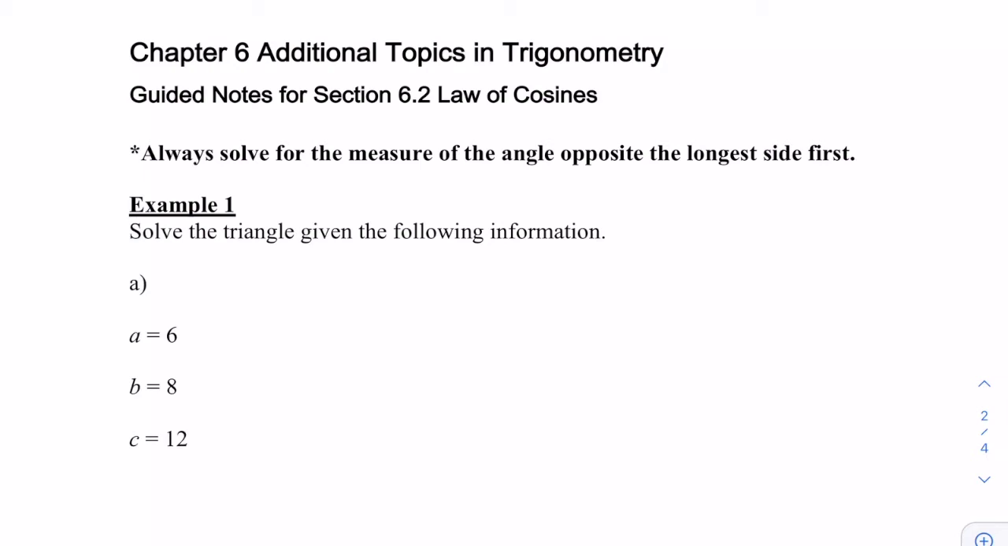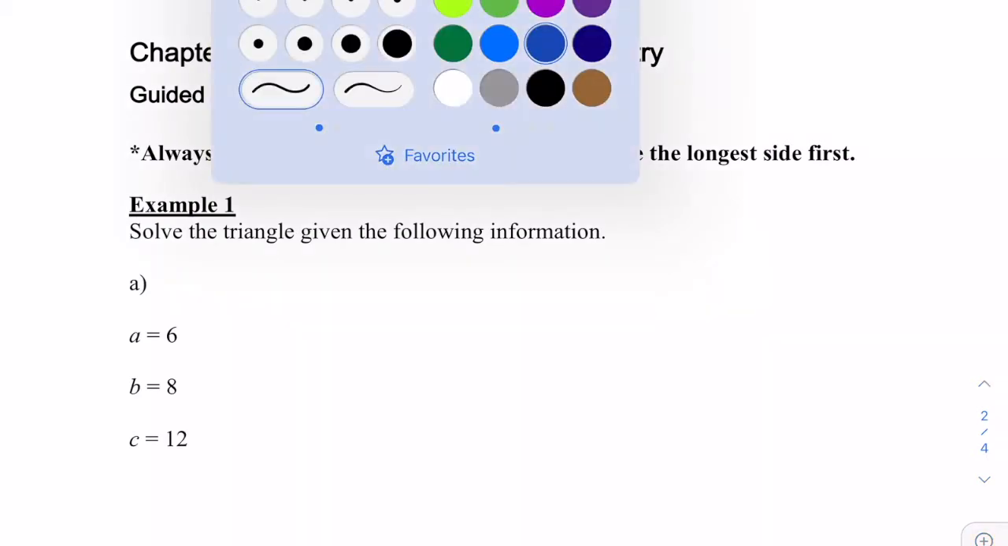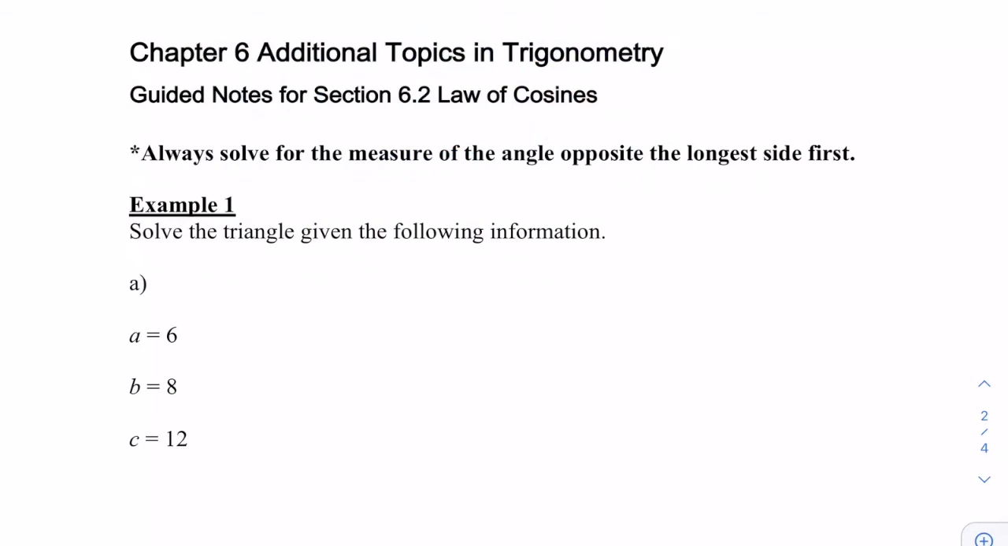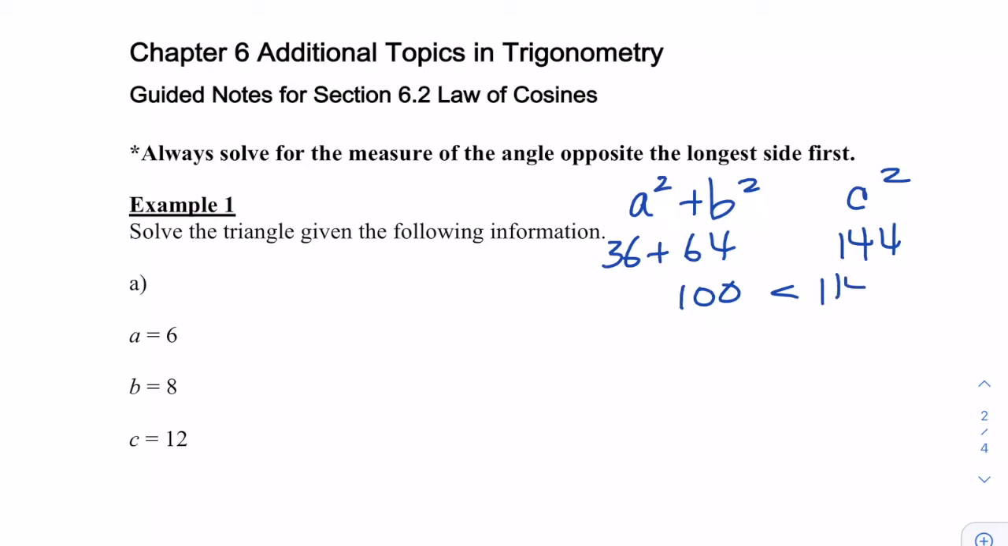And just as a review, you want to first see what kind of triangle you're going to have. So we can always say, what's the relationship of A squared plus B squared compared to C squared? So that's going to be 36 plus 64, which is 100. C squared is 144, so 100 is less than 144. So we know that this will be an obtuse triangle. Remember, when C squared is bigger than the sum, we'll have an obtuse triangle from geometry.